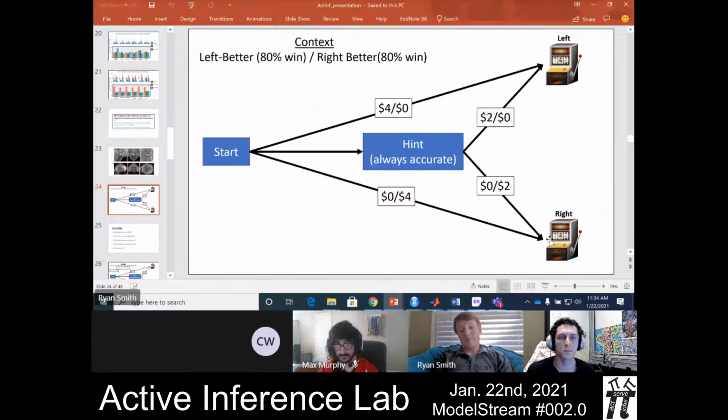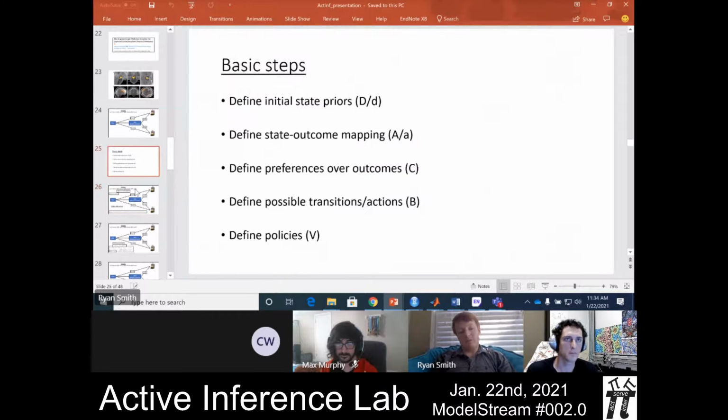We have to specify the observations, where in this case, the major observations are winning the $4, $2, or $0. Or in this case, we're actually just going to model you win or you don't win, and I'll show you how that works. And we'll have to define the agent's preferences, essentially saying it prefers $4 more than $2 and $2 more than $0, and that's going to be that C thing. So that's the general task structure. And the way to do this simply, outside of the code, is you define your initial state priors, you define your state outcome mapping, you define your preferences over outcomes, you define the state transitions/actions, so B, and then you define the policies, which you define as this letter V.